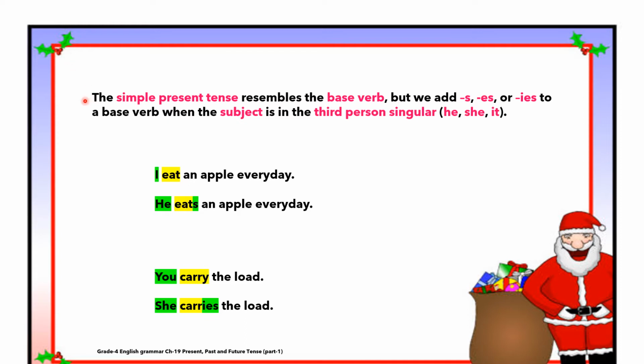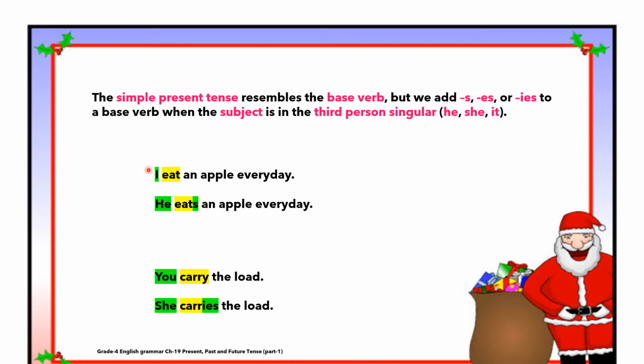Simple present tense verb tells us what is happening now or actions that happen regularly or that are permanently happening. The simple present tense resembles the base verb, but we add s, es or ies to a base verb when the subject is in the third person singular, he, she or it or any other name. For example, I eat an apple every day. He eats an apple every day.